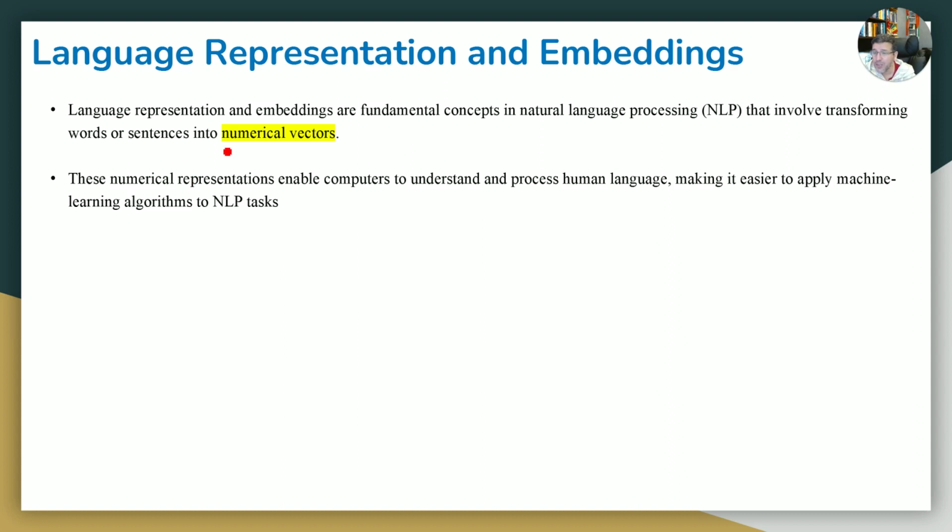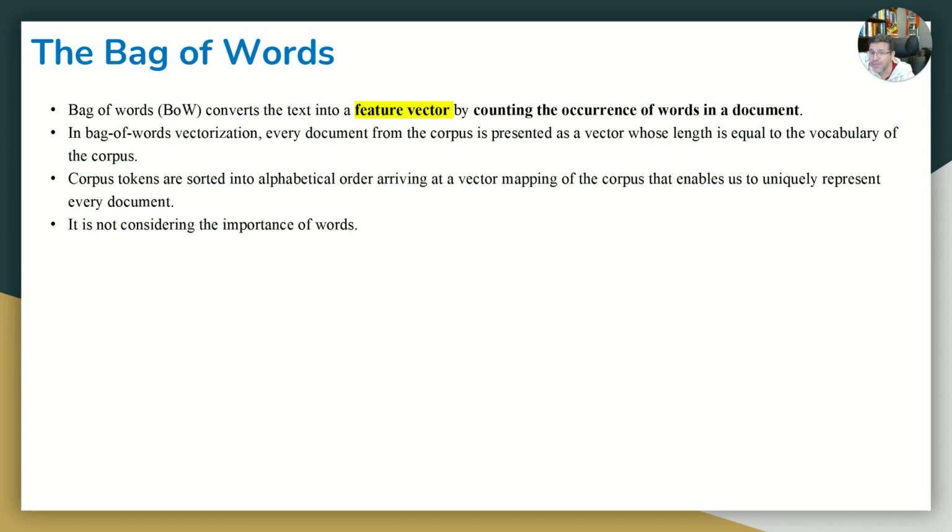So we need what we call numerical vectorization, or simply vectorization. It is converting the remaining clean, ready-to-use words into a vector. There are many methods. Some of them capture the true nature of words, some capture the semantic and syntactic elements of the words, and some capture only the syntactic elements of a word. Bag of words is one method.